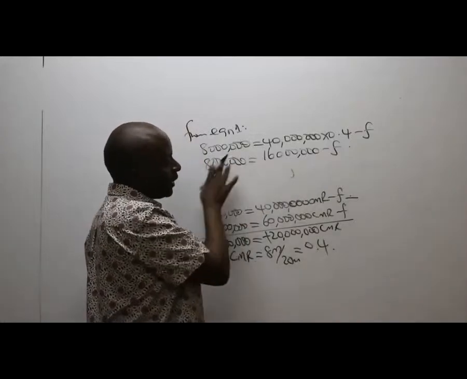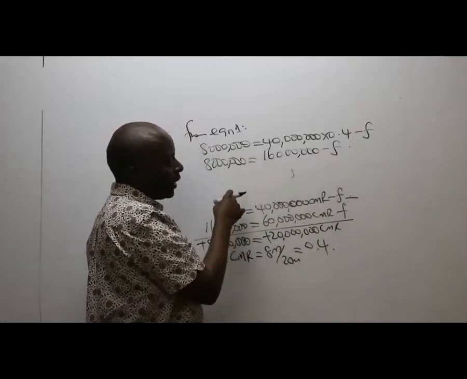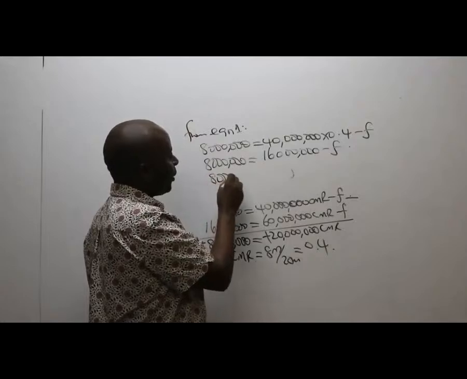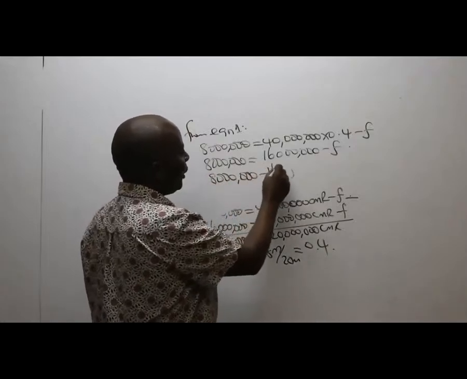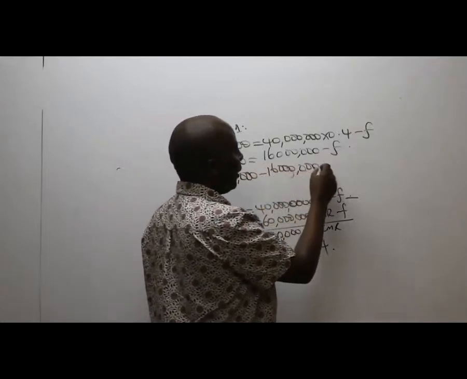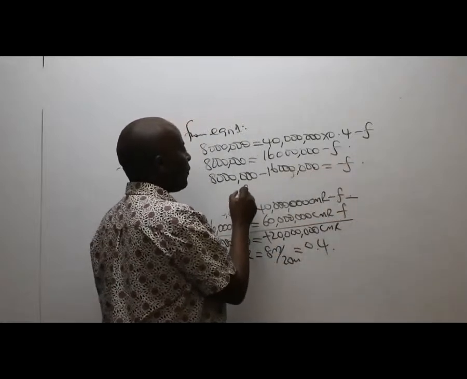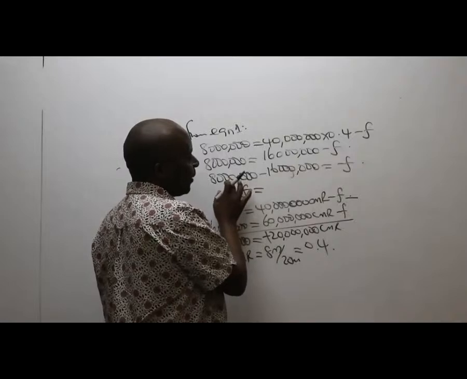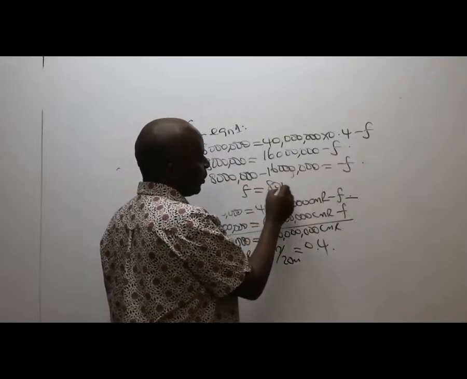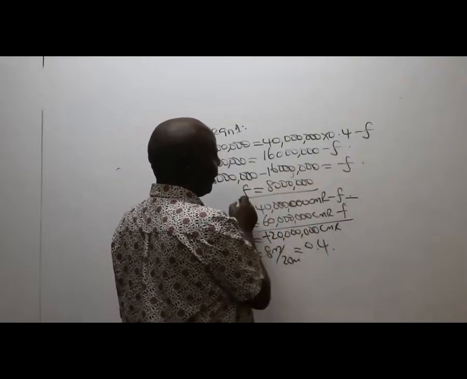16 million minus fixed cost, implying that this 16 million has to cross over. Crossing over, of course, means that it has to take a negative. So it will be 8 million minus 16 million equals minus F, implying that F at the end of the day, this will be negative 8 million. F at the end of the day will be positive 8 million, like that.